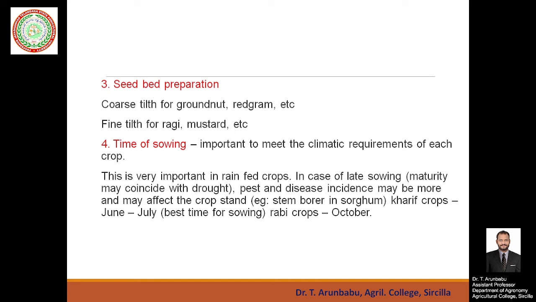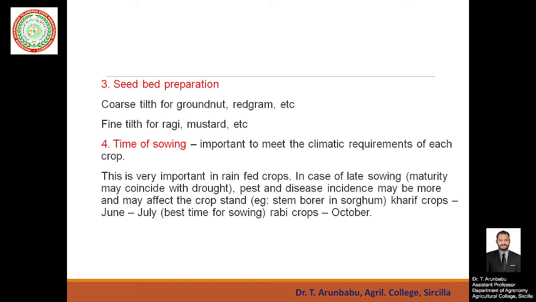And next one, seedbed preparation. According to the seed size, coarse tilth is required for groundnut and red gram because of their larger seed size, and fine tilth is required for ragi and mustard. For ragi and mustard, the seed size is smaller.